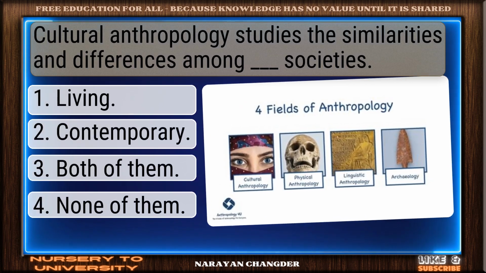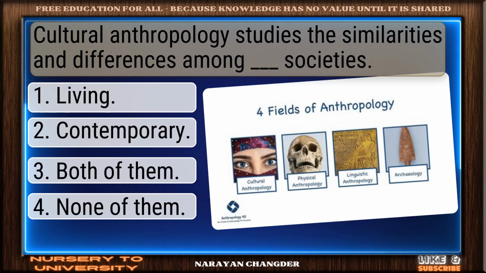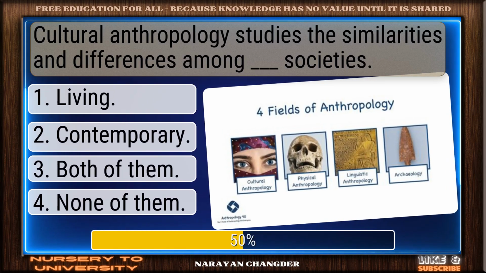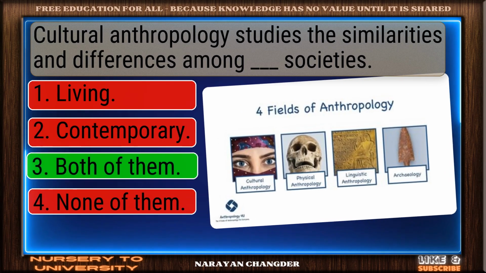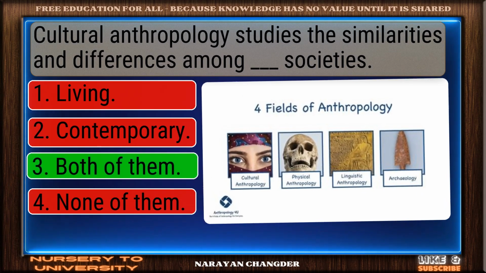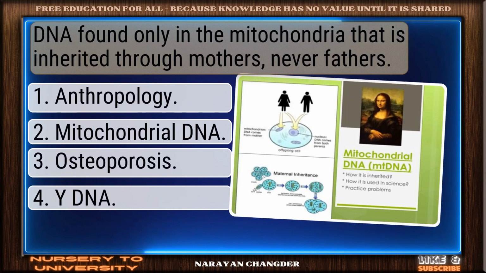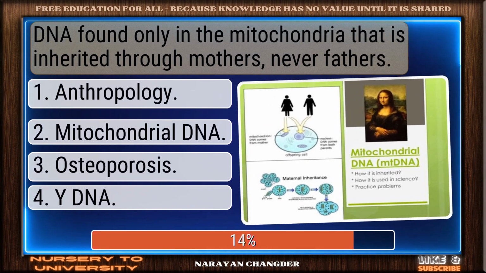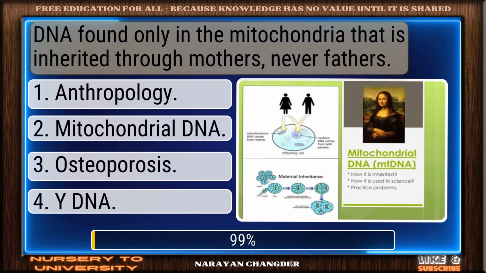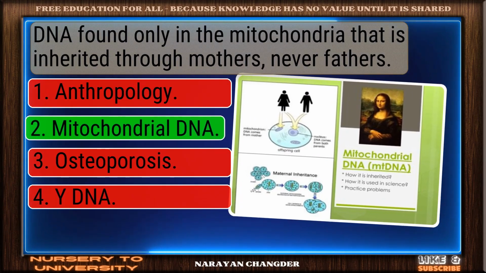Cultural anthropology studies the similarities and differences among societies. Nicely done. Both of them is a solid answer. DNA found only in the mitochondria that is inherited through mothers, never fathers. Sharp thinking. Mitochondrial DNA is the right choice.